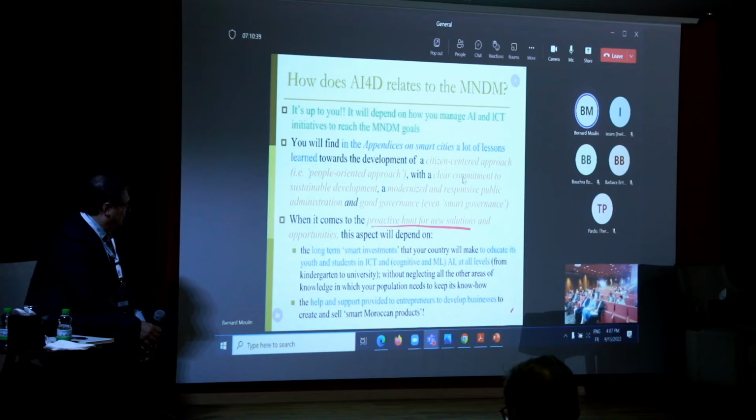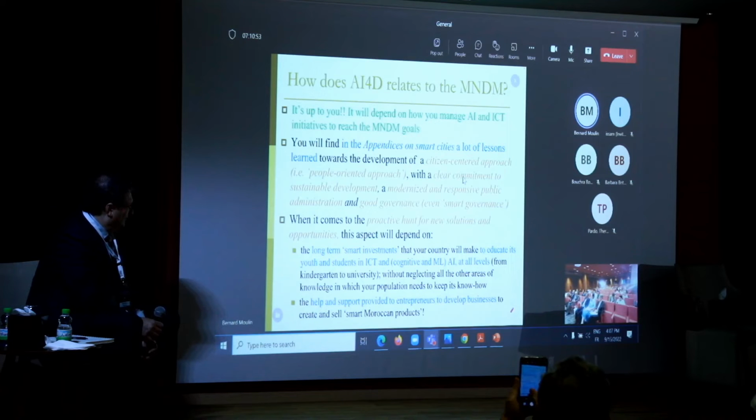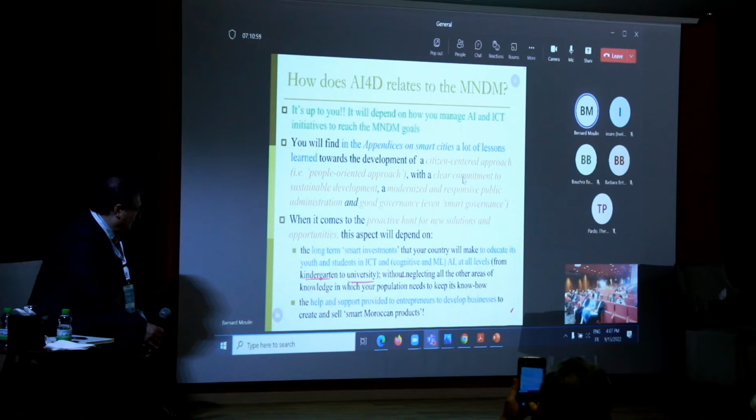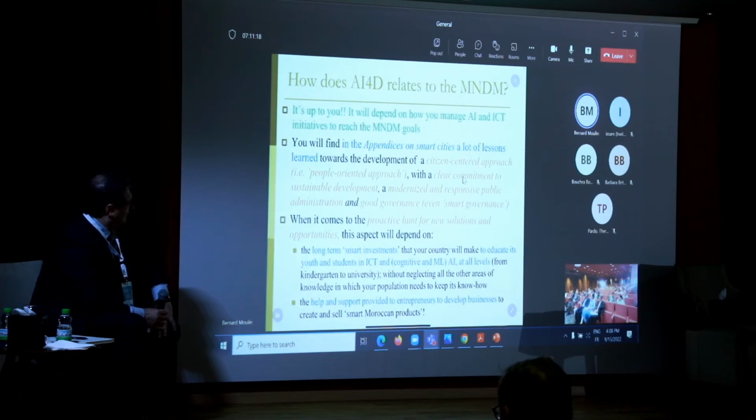And for the proactive and for new solutions and opportunities, the long-term smart investments that your country will make to educate its youth and students in ICT and in cognitive and ML and AI at all levels, and I think from kindergarten to university, without neglecting the other areas of knowledge in which your population needs to keep its know-how, and that's very important. And entrepreneurs will need the necessary help to develop their businesses to create and sell smart Moroccan products.